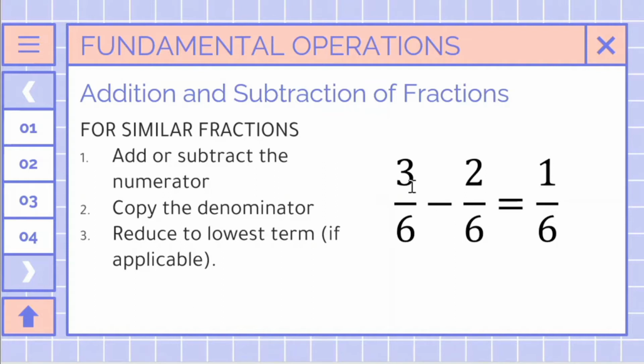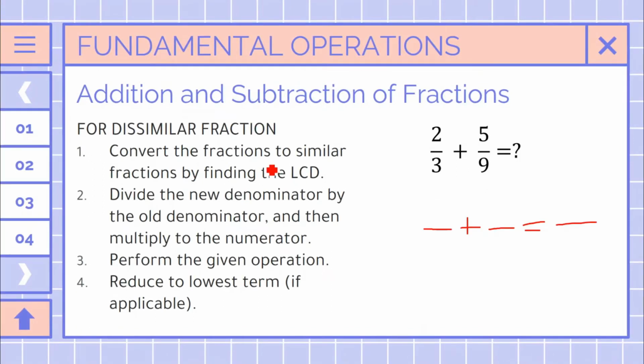let us now solve the given operation. So 3 minus 2 is equal to 1. And then since they are the same, just copy the denominator. Is it reduced to the lowest term? Yes, because they have no common factor except 1. See? It's easy. So at least in our first tutorial, the memories are refreshed.